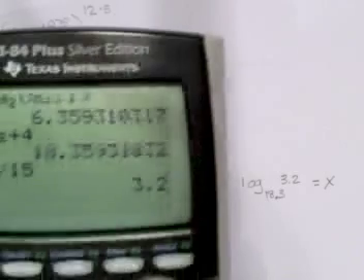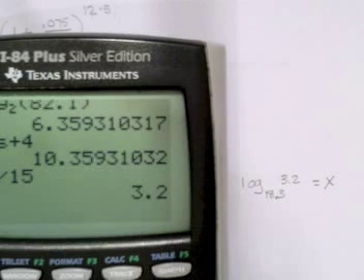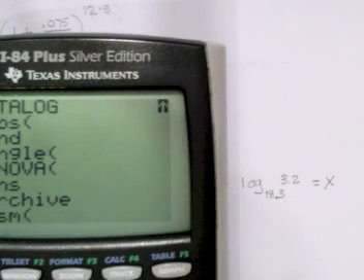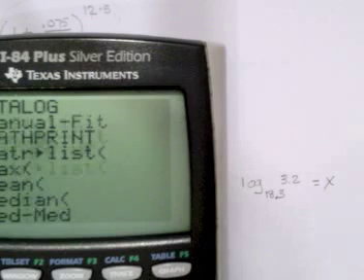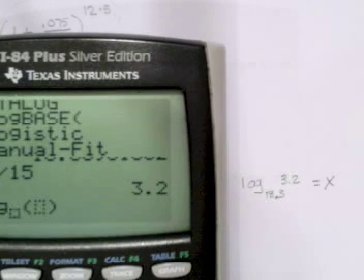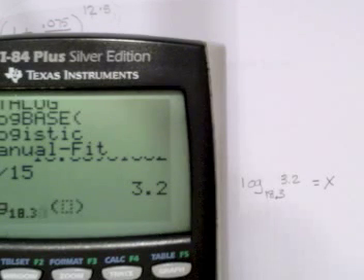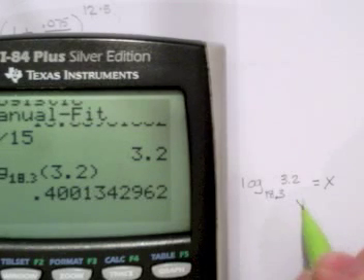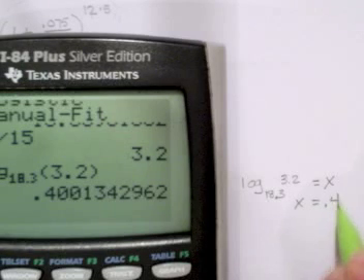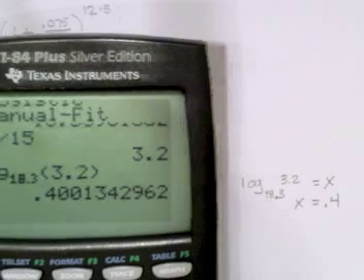So in this case, I'm going to need my calculator. I'm going to go to log base, second catalog, and then alpha, divide, and I go up to log base. And my base is 18.3, and the value that I'm taking the log of is 3.2, and I would get that x is equal to 0.4. So we would just round there.